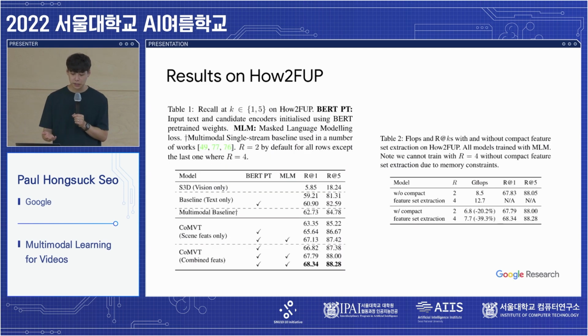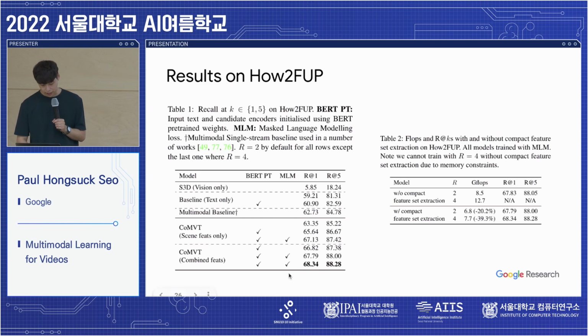When we see the results from the HowToFOP dataset, what you can see is that all those multimodal models actually outperform the text-only or visual-only baseline models.